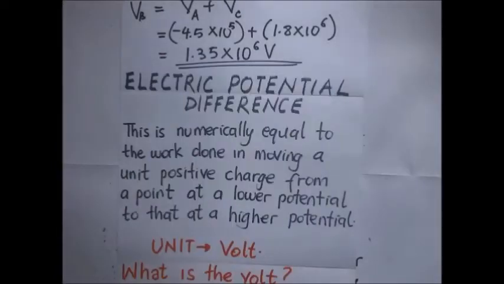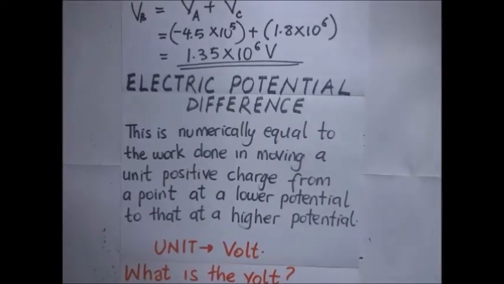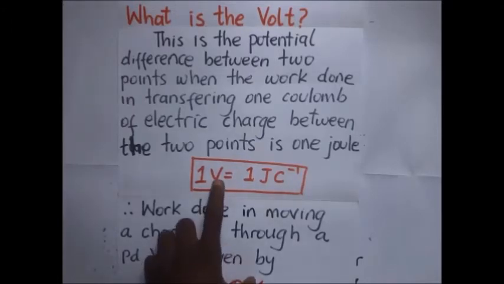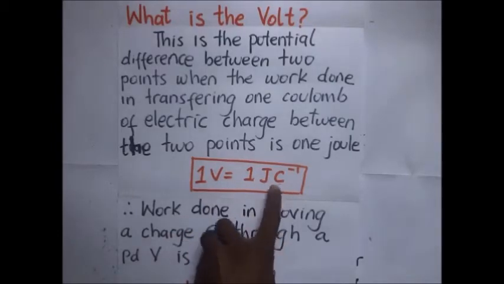We all know that the unit of the potential is called the volt, which is equivalent to 1 joule per coulomb. So what is the volt? By definition, the volt is simply the potential difference between 2 points when the work done in transferring 1 coulomb of electric charge between the 2 points is 1 joule. And like earlier said, 1 volt is equivalent to 1 joule per coulomb.